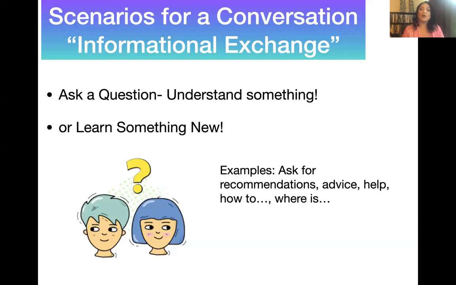Today, we are going to start with a scenario where we're going to ask questions to understand and learn something new. This is how we ask for recommendations. We've already asked for help and where certain things are, but this time we're going to find out something new. So let's pretend that Jacob and Sophia are now having a conversation and would like to get to know one another better, or would like to learn something new.